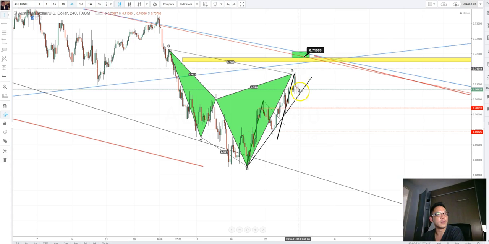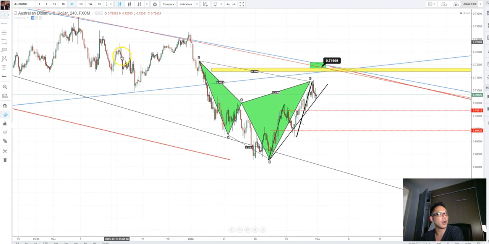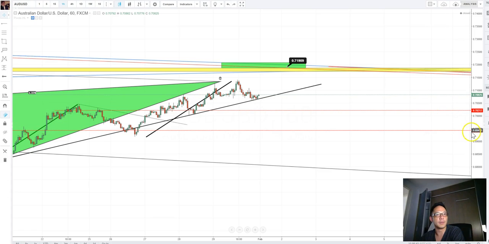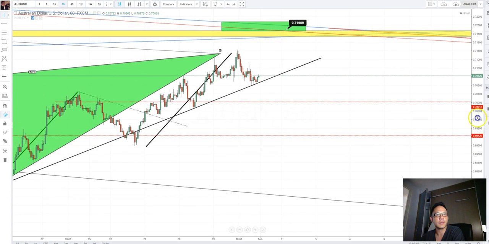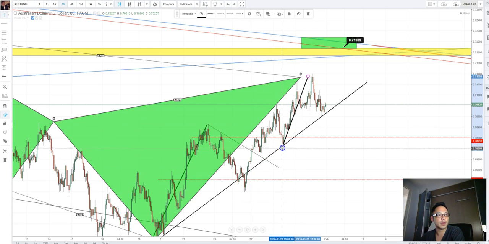So why does this area look good? If I go into a lower time frame, 1 hour lower, we can look for harmonics. I've already got one harmonic here that gives me a completion around this level here.